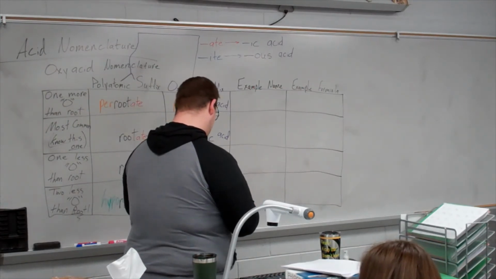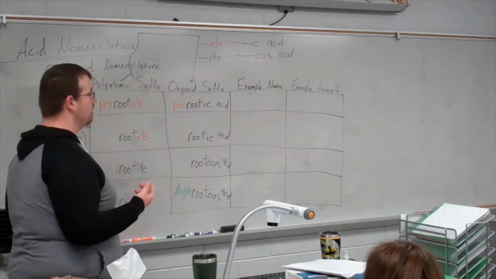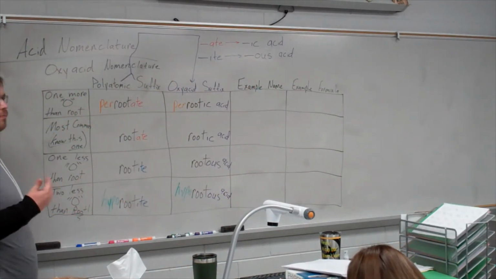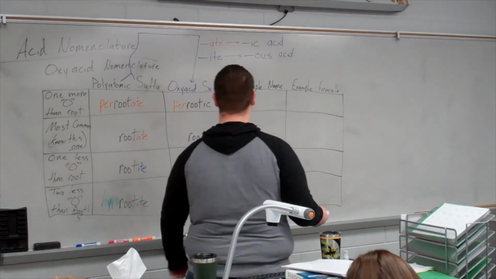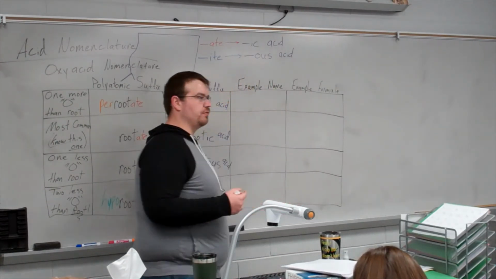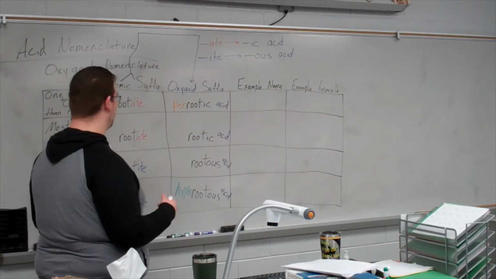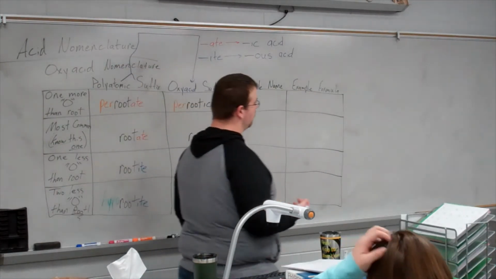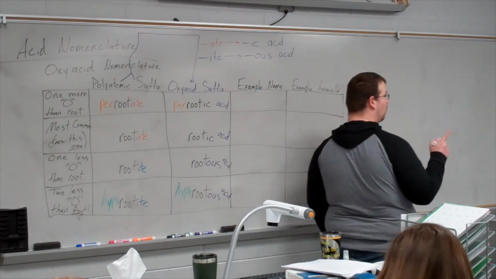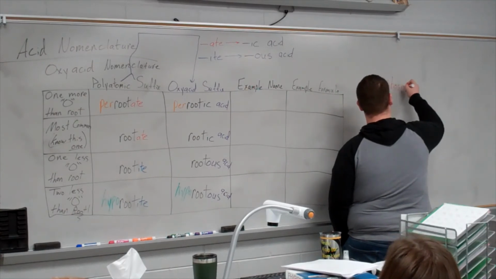Okay, so an example to deal with. I want to use one that's going to help you see how you're going to use these hydrogens with it. So we're going to do everything off of the root phos. We're going to do perphosphate. Here's the key. What is phosphate? PO3.